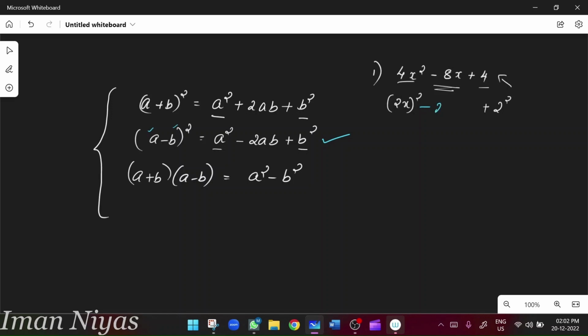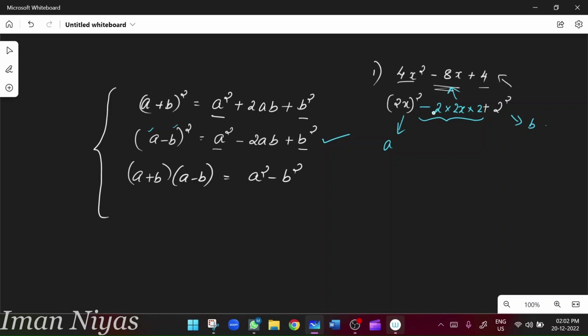So minus 2 multiplied with a, the first term, which is 2x, and we have b as 2. So when we multiply negative 2 into 2x into 2, we are getting negative 8x. Yes. So this is how you can do it.